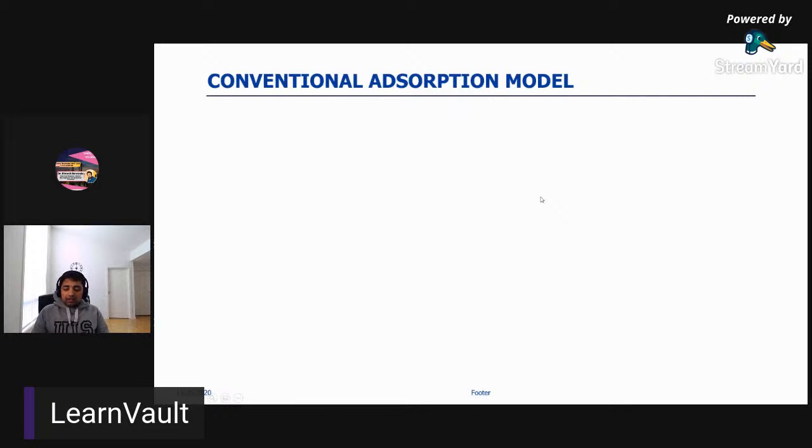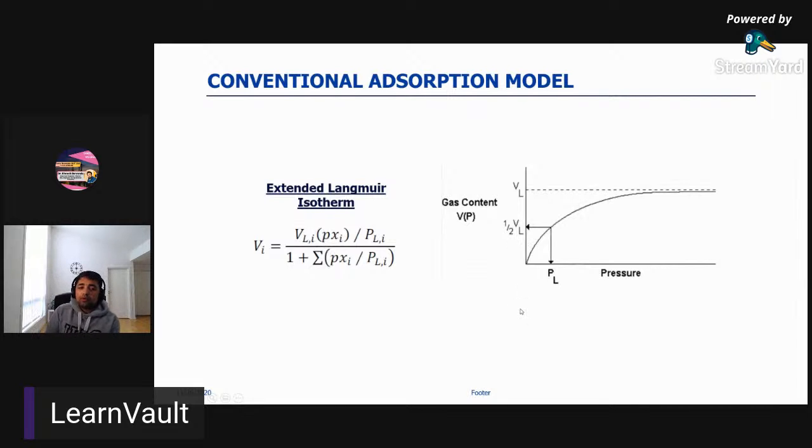Moving forward, when we talk about adsorption, how do you model that when you inject CO2 and it replaces methane and you end up producing more methane? That is conventionally modeled using the Langmuir isotherm. What it says is that with increasing pressure, as shown in this plot, the adsorbed content for that particular component will increase. It is indicated by PL and VL. VL is the amount of gas adsorbed at the pressure PL, and PL is your Langmuir pressure. This is the pressure at which half of your gas content will be adsorbed.